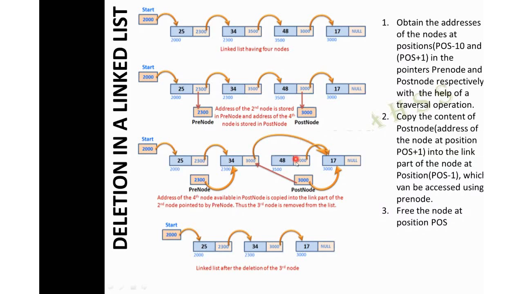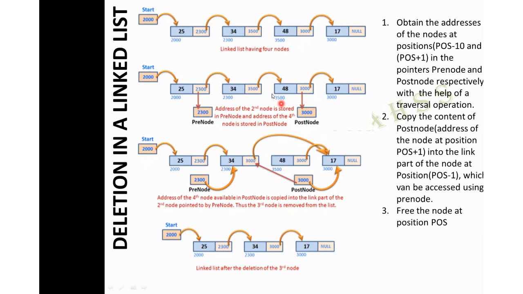So the node with value 48, its address is here. The address is placed here too. This has to be taken off. What is the address value of this node? That is 3000. Sorry, there is a diagrammatic mistake in this. This 3000 has to be posted over here.